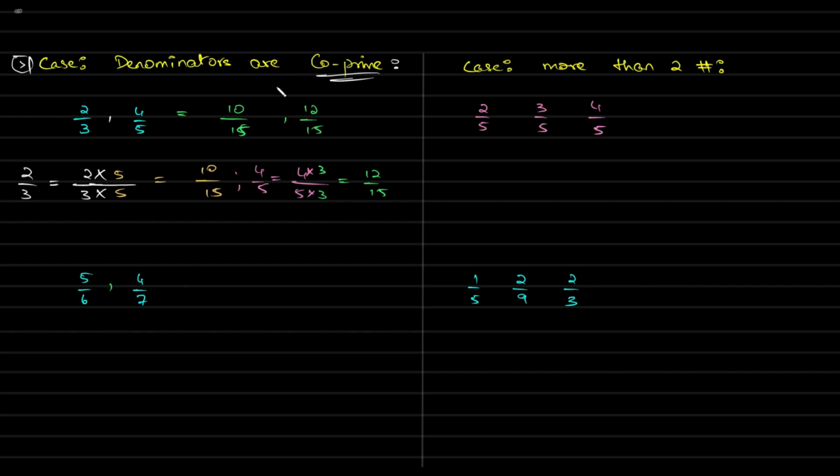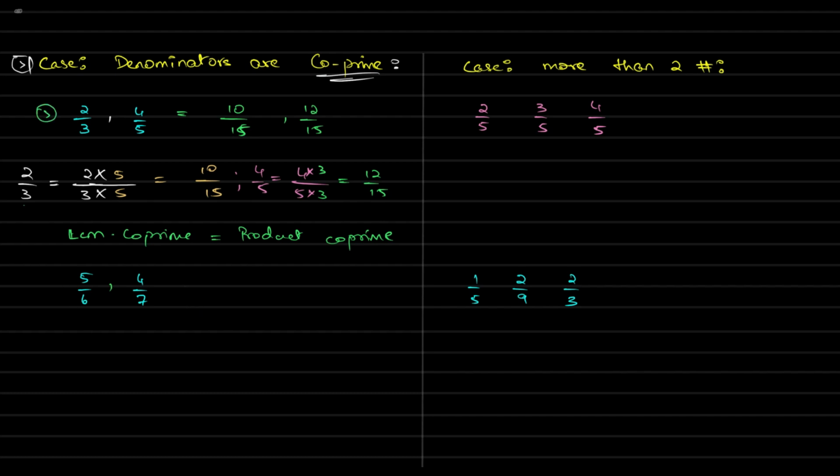You guys understand that the LCM between any coprime numbers is the product of the coprime numbers. Okay, it's the basic idea. So the LCM between 3 and 5 is 15. So how do you make it 15? By multiplying 3 with 5 and 5 with 3. It's as simple as that.